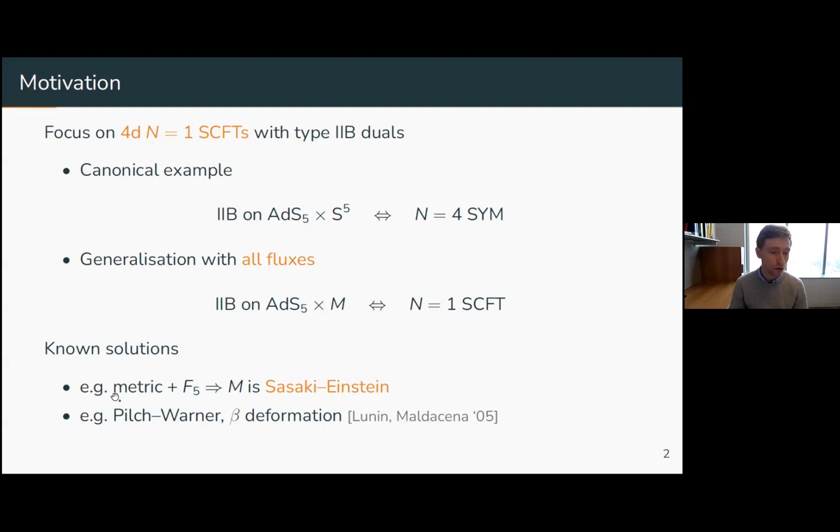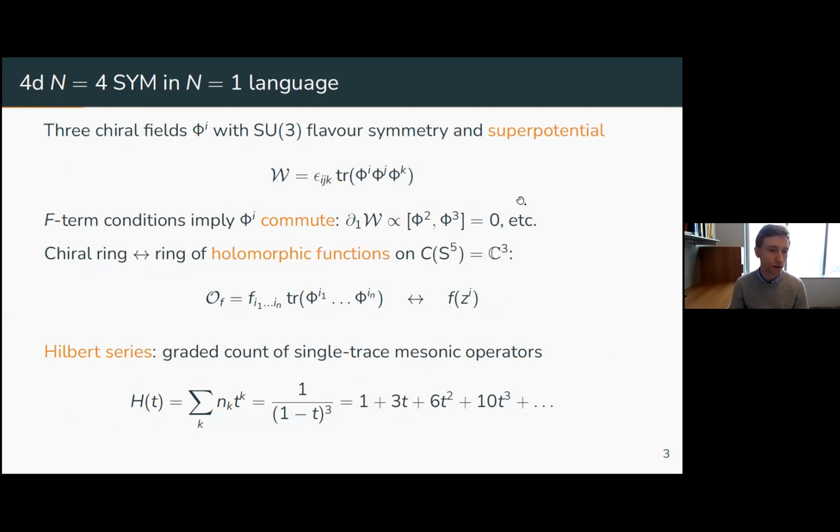Special solutions are known. So for example, with just the metric and the 5-form flux, we know that the internal manifold has to be Sasaki-Einstein. And there are examples with all fluxes turned on, such as the Pilch-Warner solution or the beta deformation of Lunin and Maldacena. But this is really just a handful of examples that we know, and the general problem is very difficult. So for some inspiration, let's look at the dual field theory.